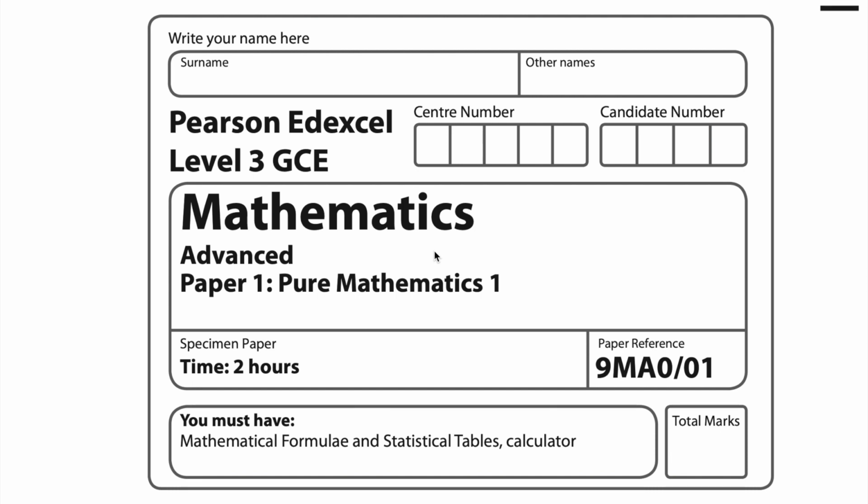In this video I'll be going through an A-level paper. This is paper 1, Pure Mathematics 1 of the Specimen papers from Edexcel. These were used as mock papers in 2018.